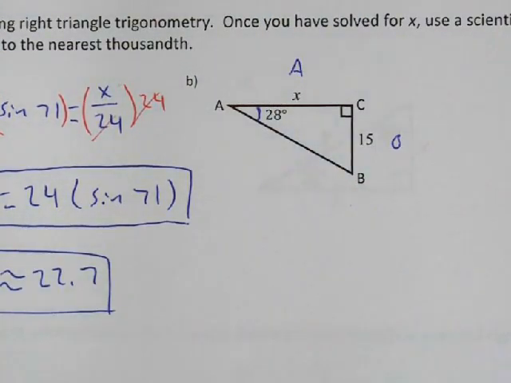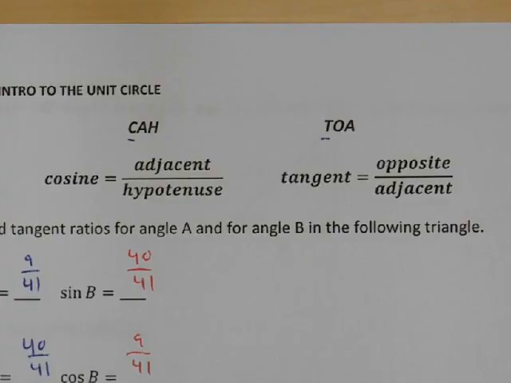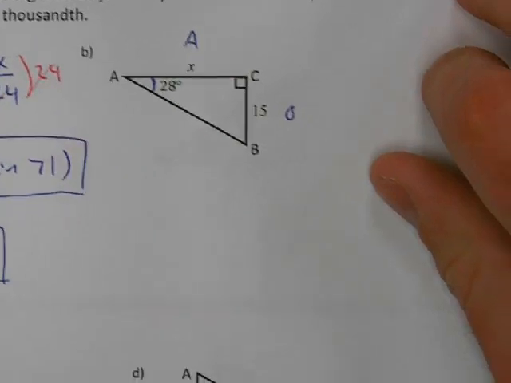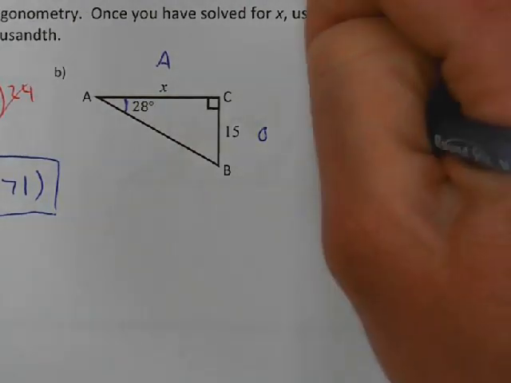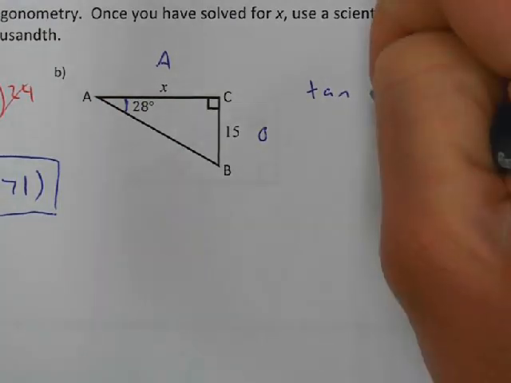Okay, so this time we're given the opposite side and the adjacent side. Well, which trig function uses opposite and adjacent? Well, then we look back up to SOHCAHTOA. Opposite and adjacent, that's going to be tangent. So we want to use the tangent of our angle this time. Again, it's never just sine, cosine, or tangent. It's always sine of an angle, cosine of an angle, or tangent of an angle. So it's the tangent of our angle, 28 degrees.